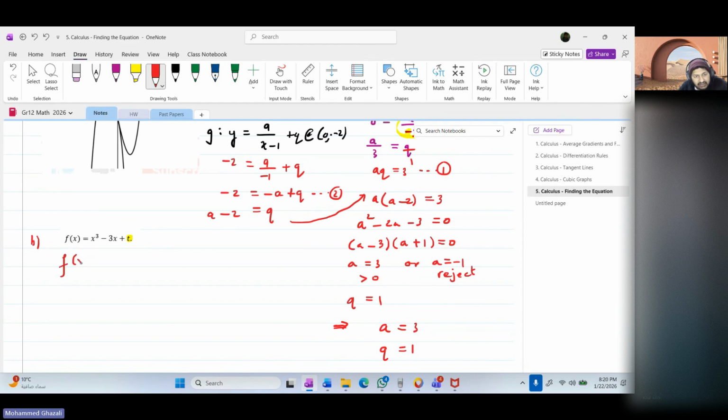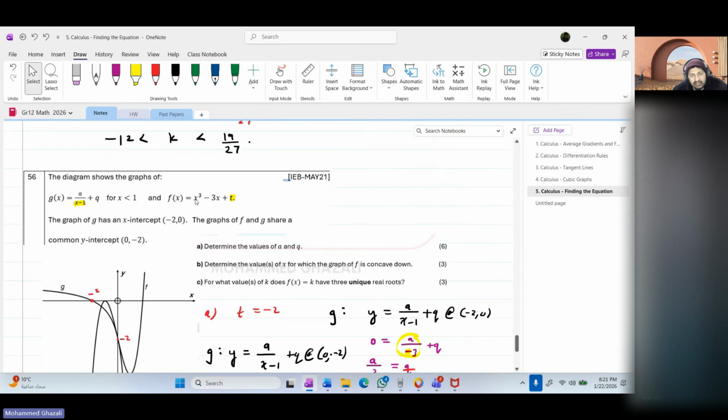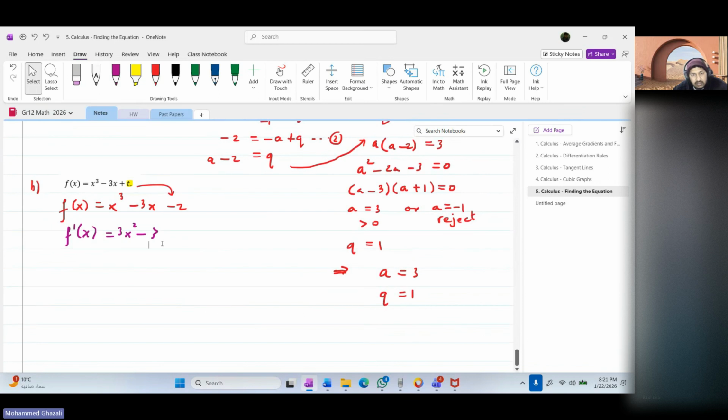So we know f of x is equal to x cubed minus 3x minus 2 because of the common y-intercept, right? And we said that at the beginning. F double prime x, when we want to find concave down, is double prime x less than 0. So what is f prime x? 3 times 1 is 3, x squared minus 3. Wait a minute. There was an x squared here. No, there's no x squared. It's x cubed minus 3x. So that's 3x squared minus 3, right?